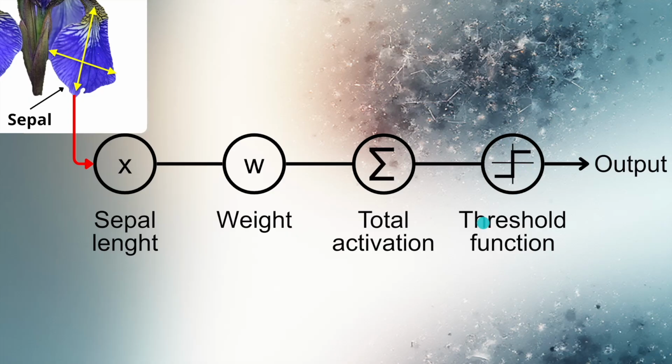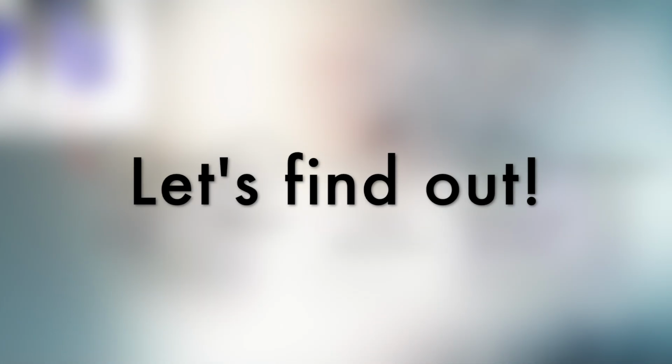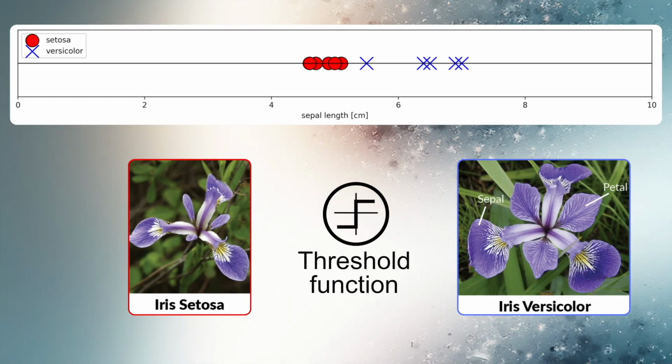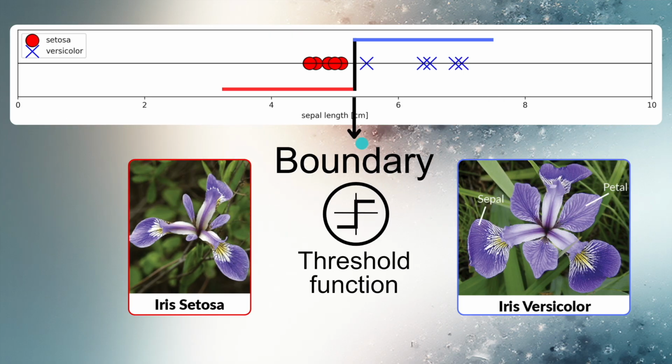And what exactly is this threshold function? We have 10 measurements of sepal length, 5 setosa flowers and 5 versicolor. The question is, where's the split? This is called a threshold function. It is like a switch that turns on at a certain point. As it slides along, it finds the boundary. Everything below this threshold is setosa, and above versicolor. The perceptron learns where to place this threshold.